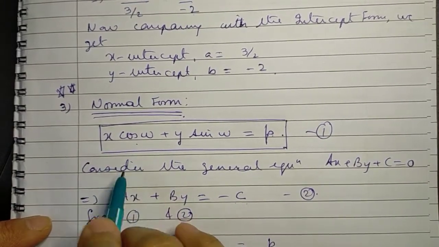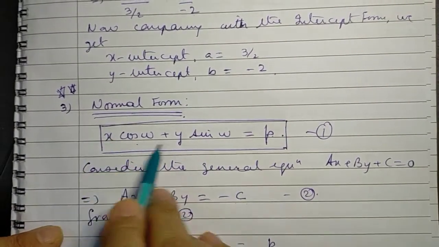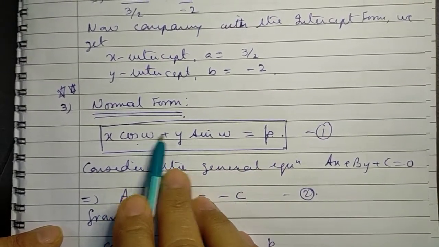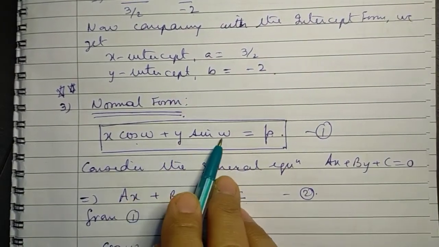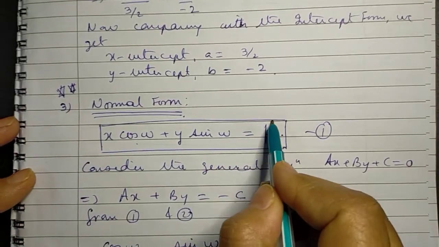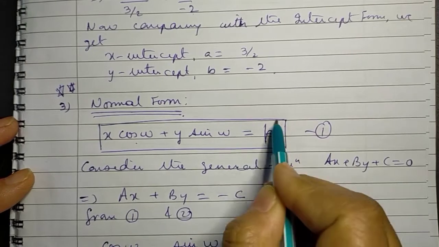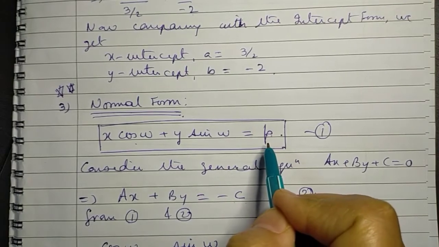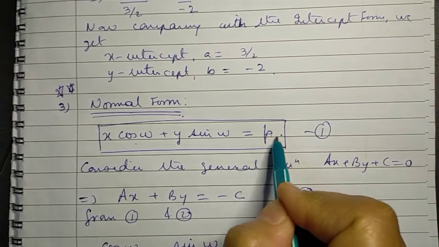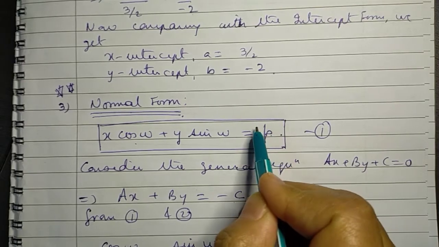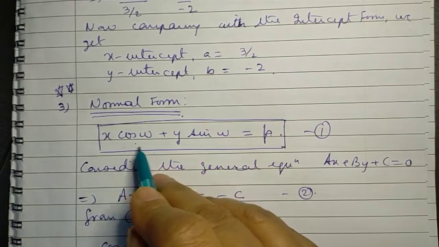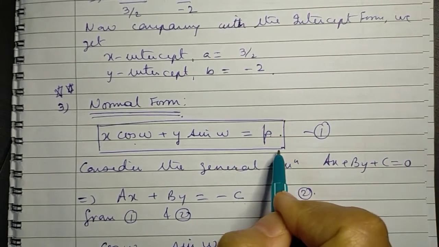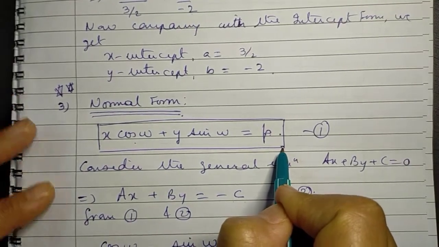Now it's a point to be noted over here that in the normal form we are already aware that omega represents the angle which the normal to the line makes with the x-axis, and p is the length of the perpendicular or length of the normal from origin to the line. So this is something very important which has to be kept in mind, that p, or the right hand side, when you write the equation in the normal form, can never be negative. It's an extremely important point to be kept in mind.